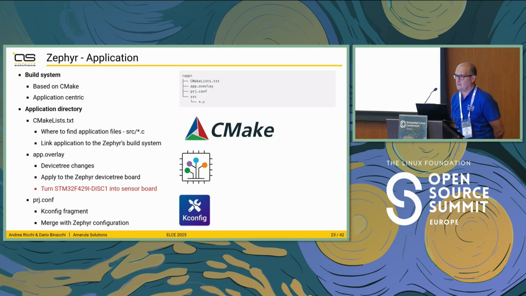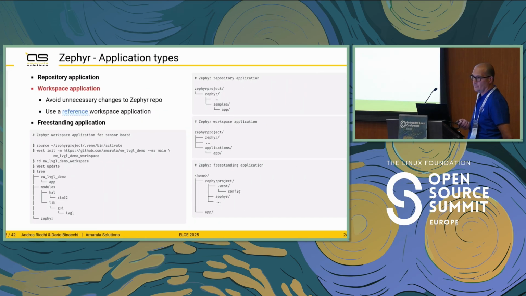The CMakeLists file tells the system where to find the application sources and link the application to the base system. Then the app.overlay file contains the changes to the device tree in order to adapt the Zephyr board to the application needs. In our case, it turns our discovery board into the sensor board. And finally, the prj.conf contains application-specific configuration options. It is a Kconfig fragment file that gets merged with the Zephyr base configuration during the build.